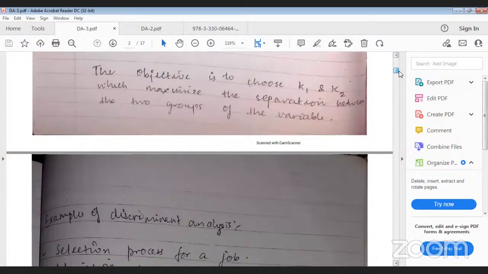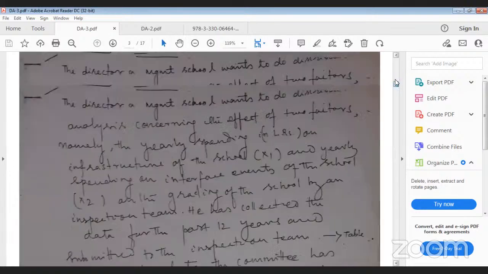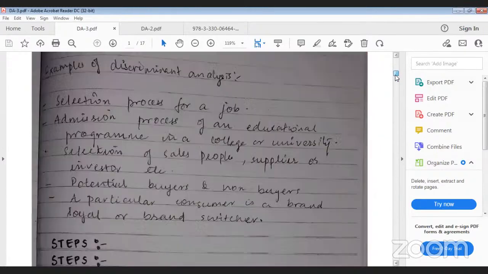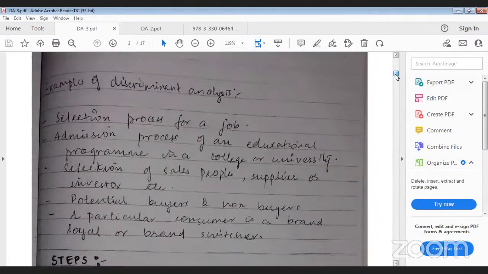Only you have to find out K1 and K2 so that you can separate the gender, whether that particular classification is related to boy or to girl. I am just giving an example. Okay, now we'll come to the next page, that is, an example of discriminant analysis.